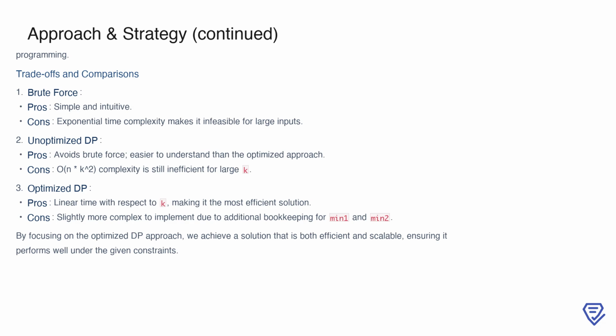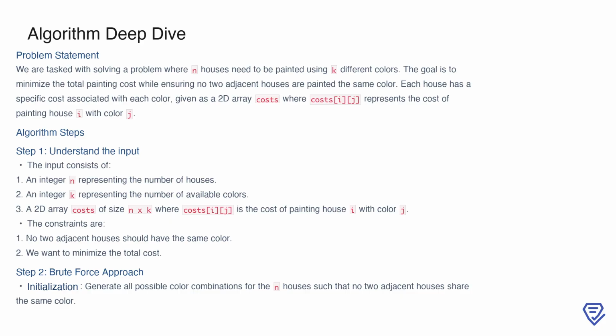Ultimately, the optimized DP approach provides the best balance between efficiency and scalability, making it the ideal choice for solving the problem within the given constraints. In this problem, we need to determine the minimum cost to paint n houses using k different colors, ensuring that no two adjacent houses are painted the same color.